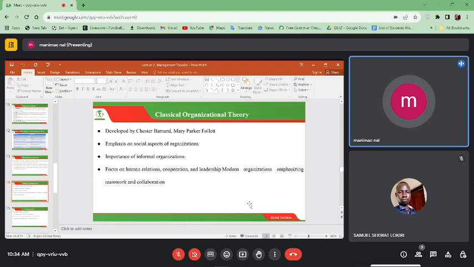The theory has principles, where principle number one is the division of labor. Then we have the scalar and the functional processes. Number three, we have the structure and the span of control. When you're looking at a working environment, people have to be controlled, so you need to put rules and regulations, or monitor them to see what they are doing in the working environment.